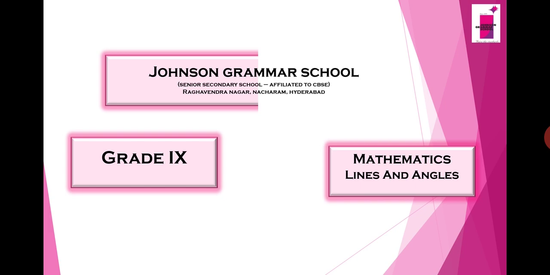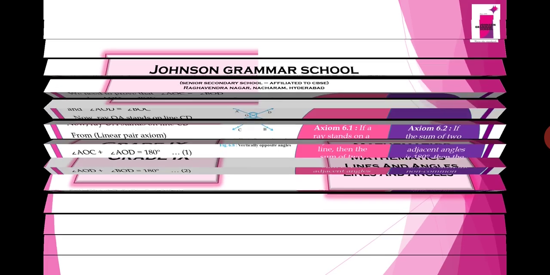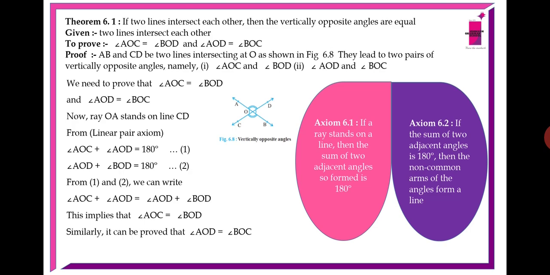In the previous video, we discussed the lines and angles introduction part. In this video, we are going to start exercise 6.1. Before starting exercise 6.1, we are going to discuss two axioms and one theorem once again, which we have discussed in the introduction part already: Axiom 6.1 and Axiom 6.2. In this exercise we are going to use Axiom 6.1, Axiom 6.2 and Theorem 6.1.